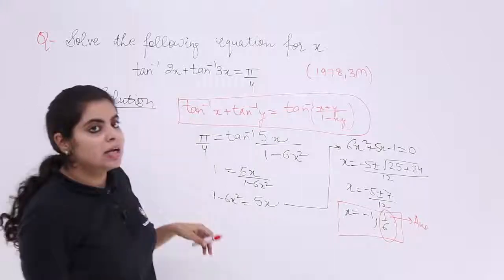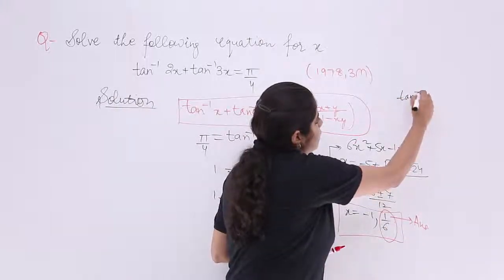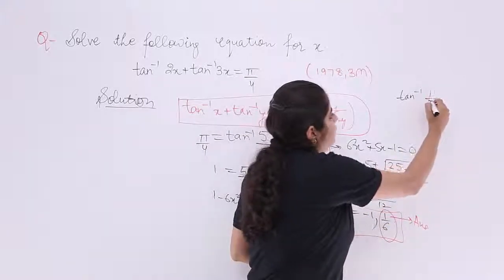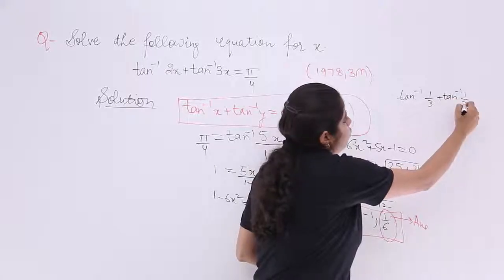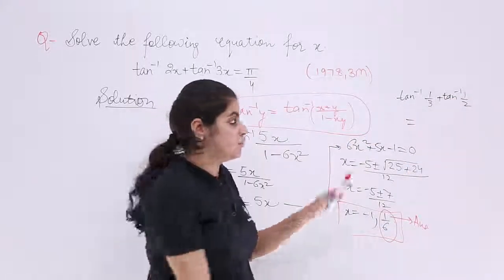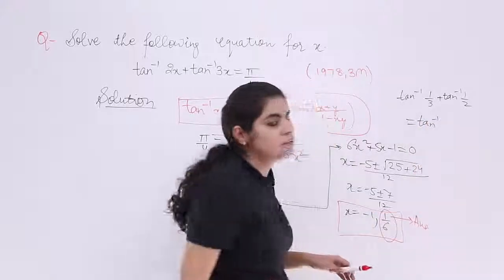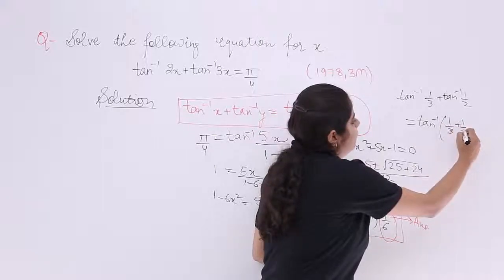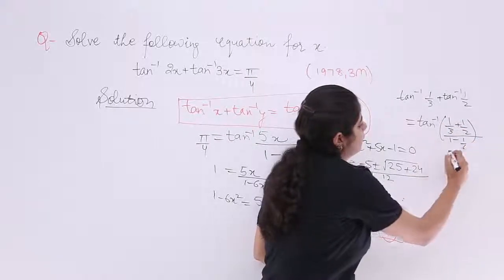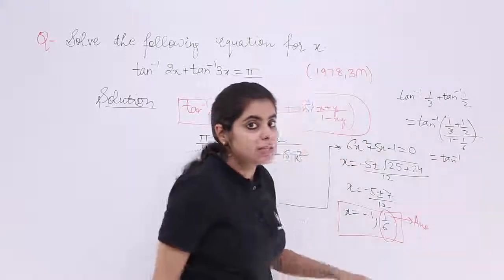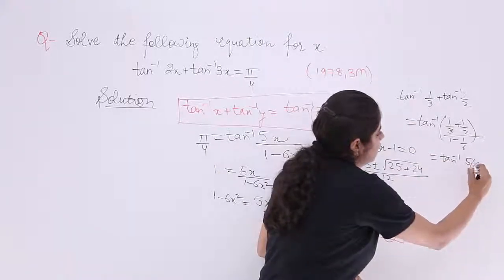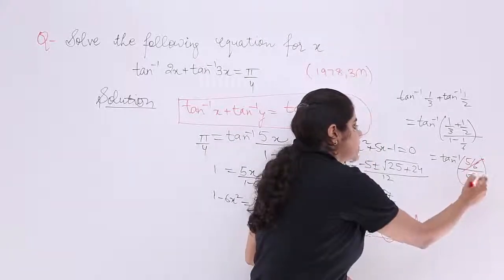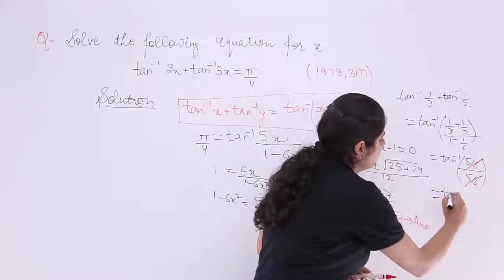You put 1 by 6. When you put it for 2x, it becomes 1 by 3, and for 3x, 1 by 2. So, tan inverse 1 by 3 plus tan inverse 1 by 2. You have to see whether it comes equal to pi by 4. Now, the formula for tan inverse x plus tan inverse y is written, so use this formula: tan inverse of x plus y upon 1 minus xy. Solve it again, it becomes tan inverse of 5 by 6 upon 5 by 6. What is 5 by 6 upon 5 by 6? These cancel, it becomes tan inverse 1.